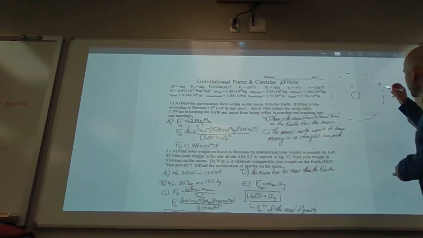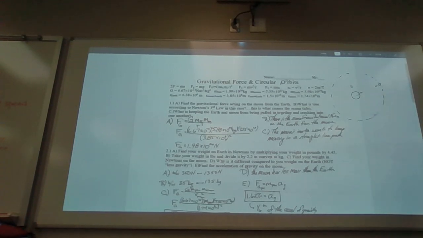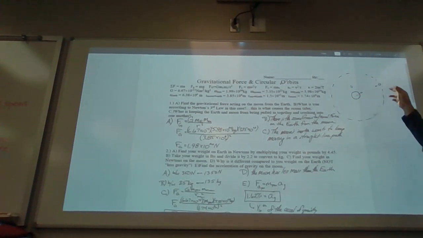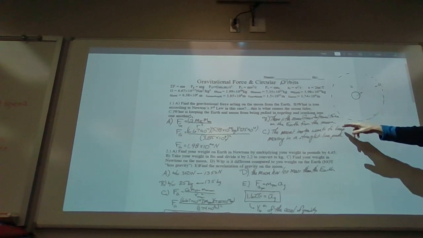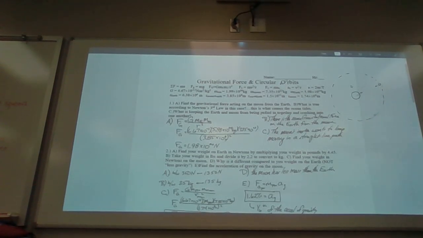Now, there's a force of gravity on the moon from the Earth. There's a force of gravity on the Earth from the moon. Okay. This isn't being pulled in because it's moving this way. Just like your tennis ball, you're pulling in on it, but it wasn't hitting you in the head because it was continuing to move, and its inertia wanted to keep going in a straight line path. Okay, that was part C.